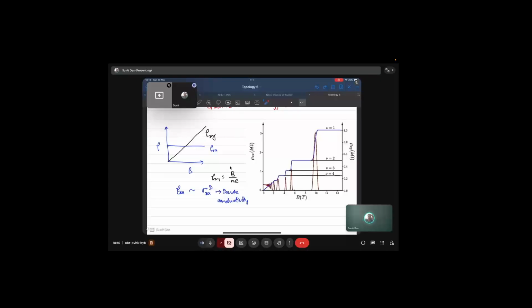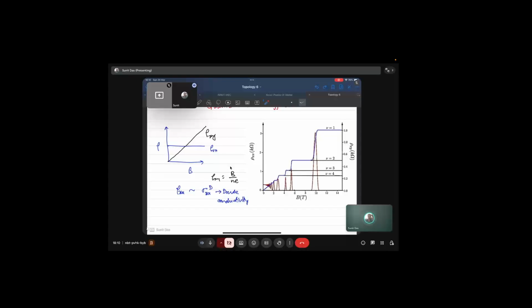And something very interesting and very counterintuitive happens with the rho xx longitudinal resistivity, right? At very low magnetic field it is constant, as predicted by the Drude model, but then there is some oscillation, which can be understood from Shubnikov-de Haas oscillation, again something that we have not covered.